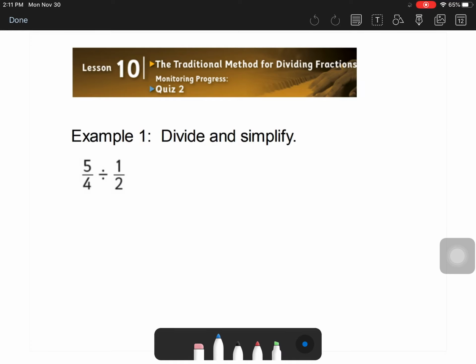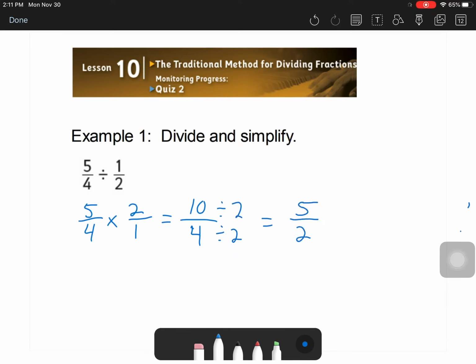So remember, every time we have a division problem, we're going to change it into a multiplication problem. So we're going to multiply, and we're going to flip the second fraction, and we're going to look to see if we can cancel anything, and I don't see any of the same numbers, so we just multiply across. And so 5 times 2 is 10, and 4 times 1 is 4. And then we're going to look for the greatest common factor. 10 and 4, they're both even numbers, so I can divide them both by 2. And so I would get 5 over 2 for my simplified answer.